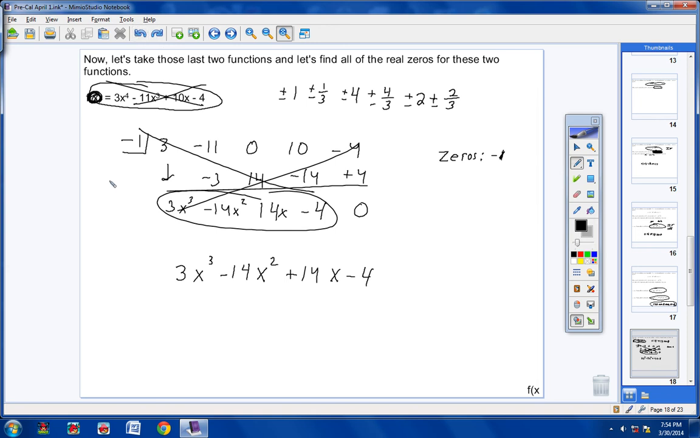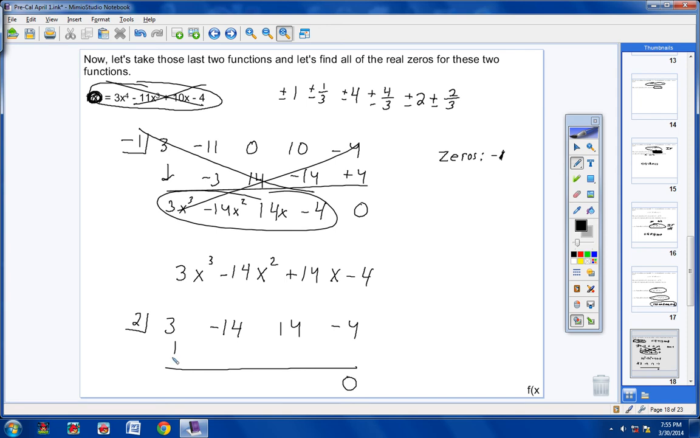I'm going to try another number. I'm just going to try, I don't know, 2. Let's try +2 and see if we get out a 0. So my x cubed term is 3, my squared coefficient is -14, my x coefficient is 14, and my constant term is -4. Let's see if I get a 0 out over here.